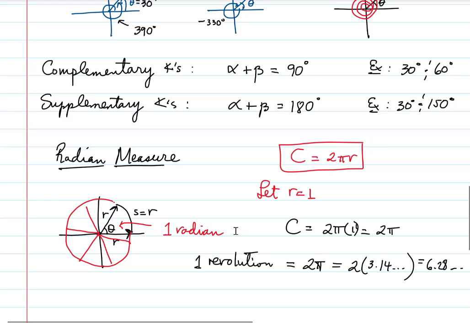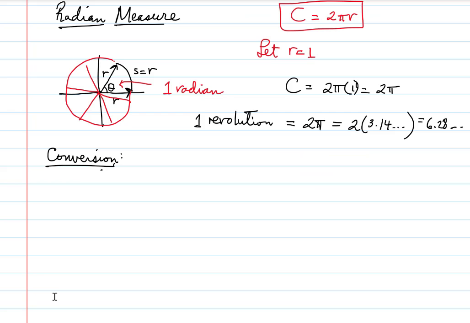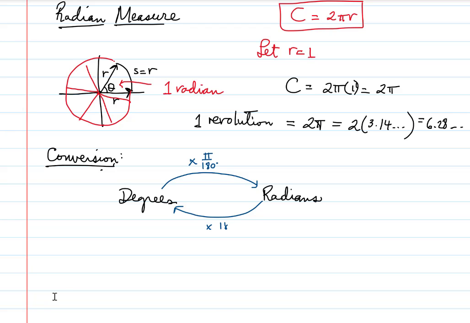And now that we have the two measures, radians and degrees, we need to have some sort of conversion here. So how do we convert from degrees to radians and vice versa? So we have degrees, radians. It's very straightforward here, guys. To go from degrees to radians, you're just going to multiply by pi over 180 degrees. And to go backwards, you're just going to flip that, multiply by 180 degrees over pi. Okay, so very straightforward here.